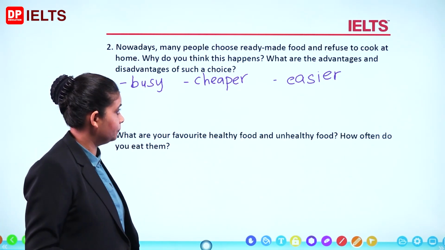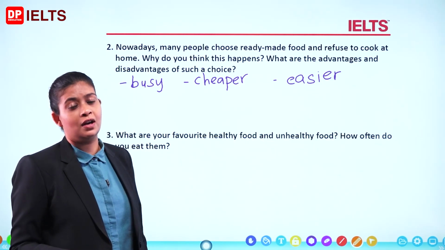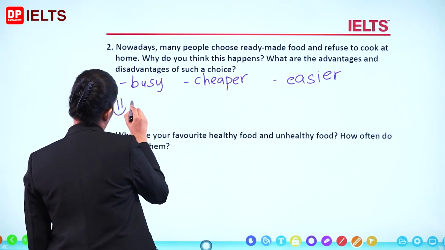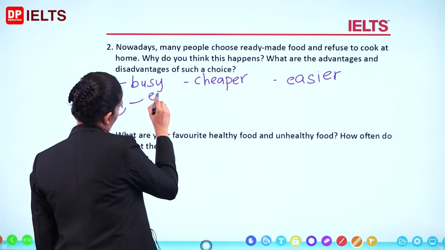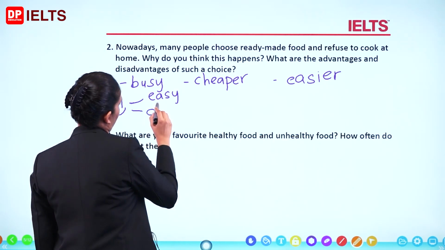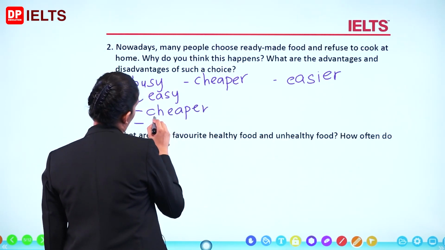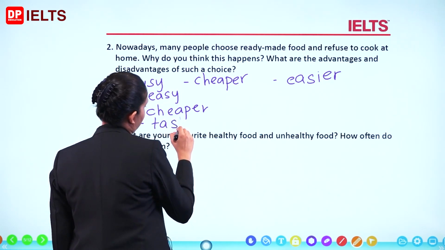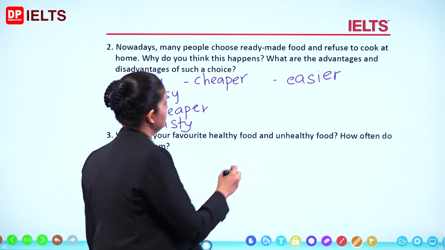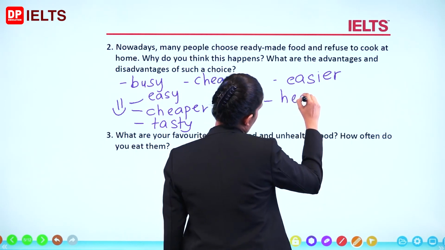Now, what are the advantages and disadvantages? So the positives are, it's easy, or you can say it's convenient, it's cheaper, it's also really tasty, or rather tastier, right? But what are the disadvantages? Health problems.